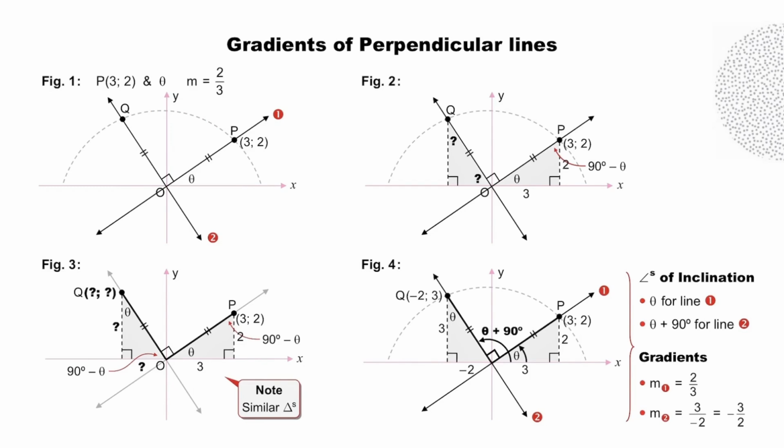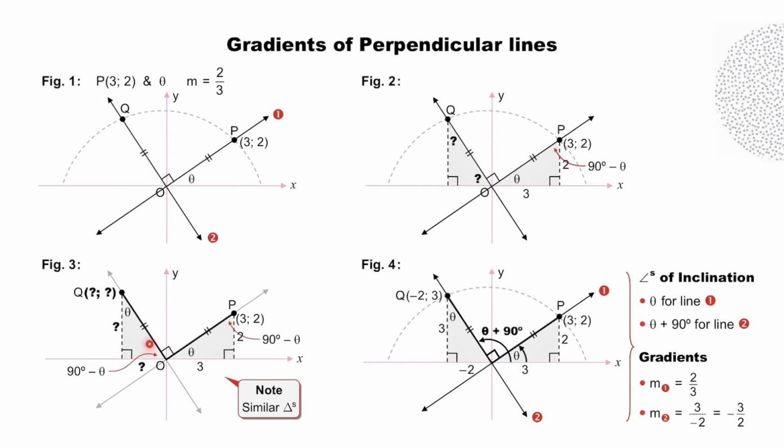What we need to determine, ultimately, is the coordinates of point Q and then the gradient of line 2 to prove the fact that we already know about the gradients of perpendicular lines. Pause as you take your time to observe each figure. Follow the logic as angles, lengths, and coordinates are determined. When you get to figure 2, there are 3 things to focus on: the 3, the 2, and the angle 90 degrees minus theta.